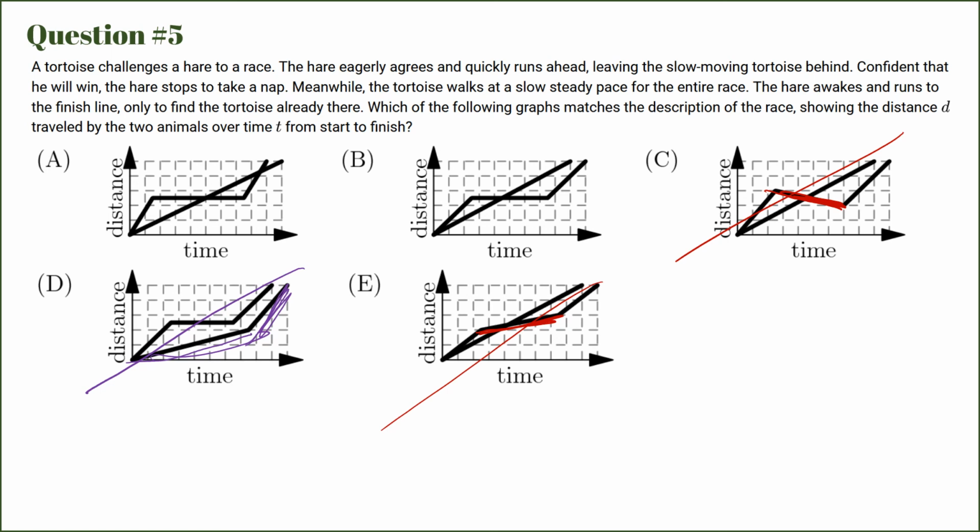Third of all, A would be incorrect because here it shows the hare passing the tortoise right here. And in the description, it says that the tortoise wins. So A wouldn't make sense because the hare beats the tortoise in that graph. B is the only graph that makes sense because here it shows a constant line, the tortoise beating the hare, and the hare taking a nap and not moving. So B is the correct answer.